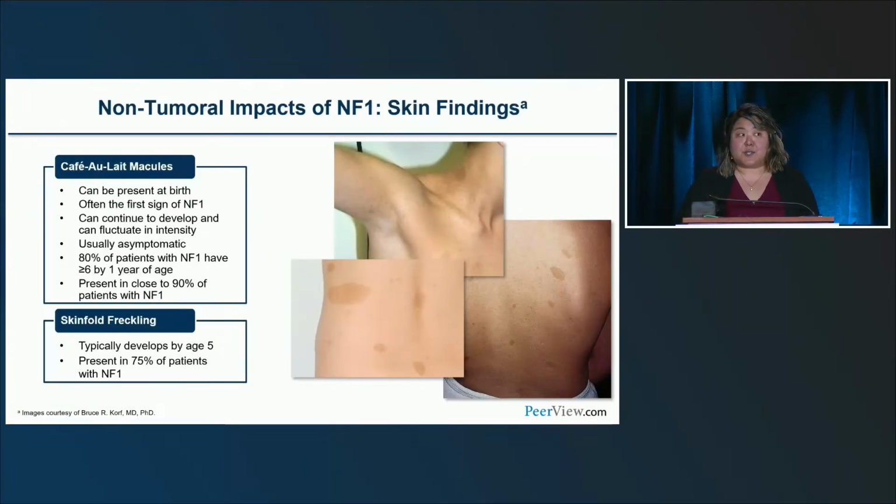And this is also more for your reference, but just reviewing some of the non-tumoral impacts of NF1, just because we're going to be spending the majority of our time talking about the tumoral impacts of NF1. The classic clinical features of NF1 are these skin findings of the cafe au lait macules, as you can see here, as well as skin fold freckling, most predominantly in the bilateral axilla or in the bilateral inguinal region.